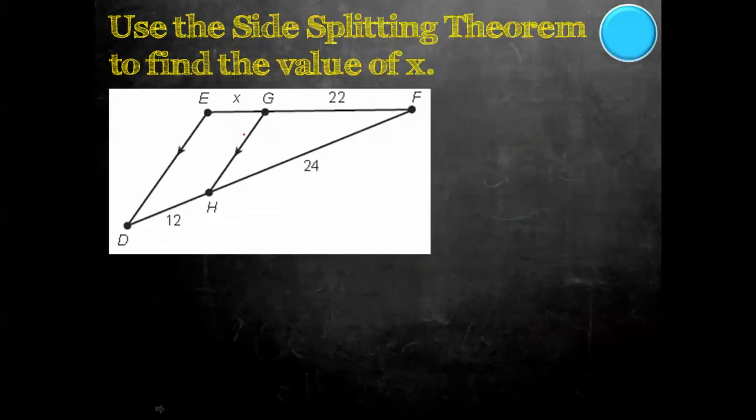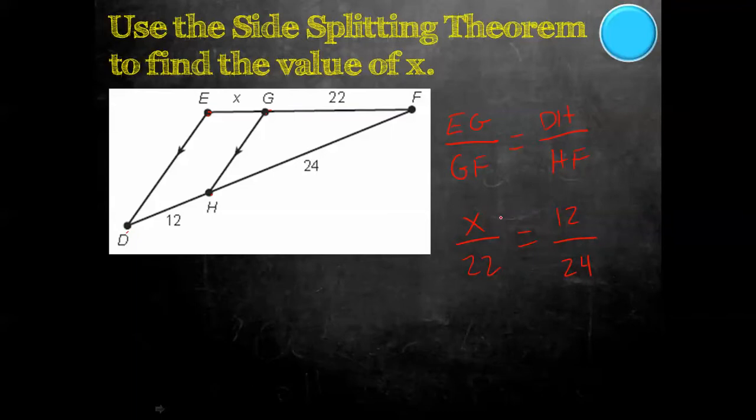Okay, same thing again right here. Look, ED is parallel to GH. So we can say that EG over GF can equal DH over HF. So we're just going to plug our numbers in here. So we have EG, which is x, GF, which is 22, DH is 12, and HF is 24.